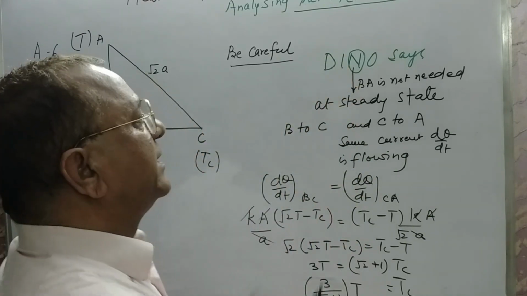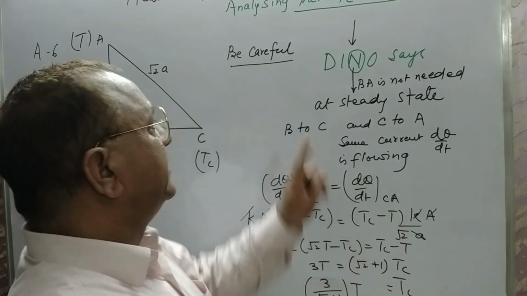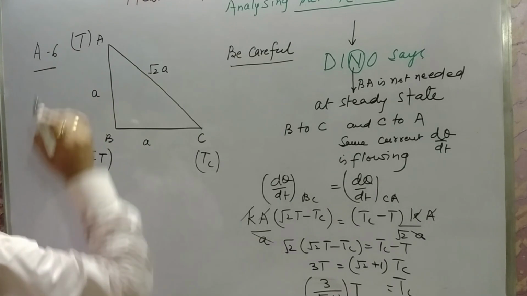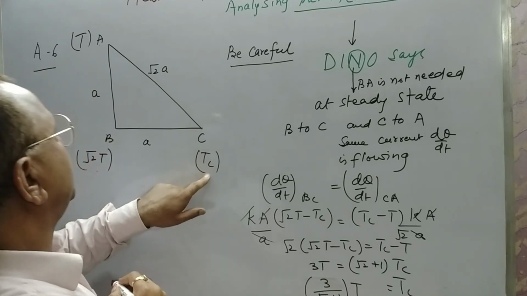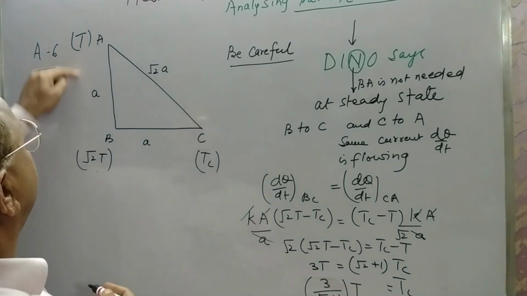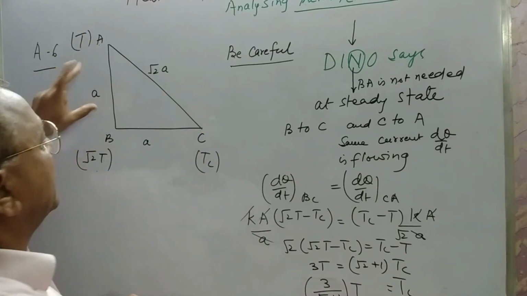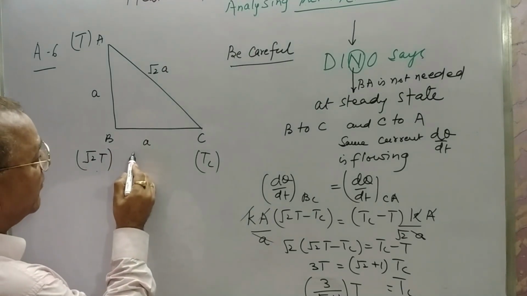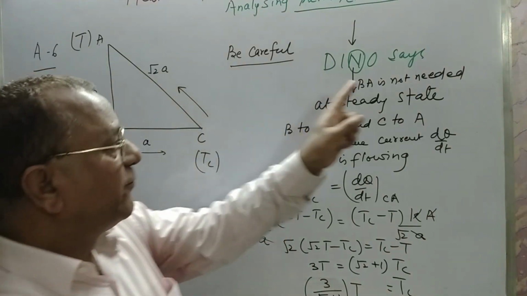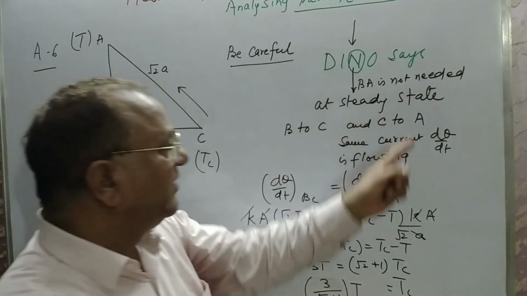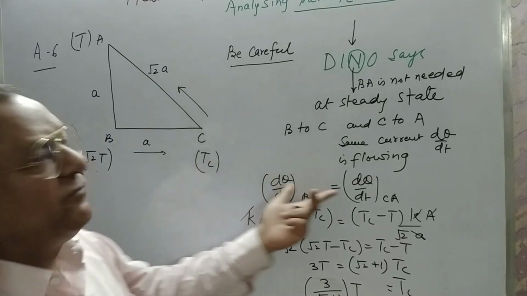Now, a very important concept: there is some data, there are certain facts which are not relevant. In this case, this is at temperature root 2 T, A is at T, this is Tc. Now, you might be tempted to say that this current or this voltage is equal to this voltage. The problem is this is not relevant. What you have to say is that the current flowing from B to C should be the same as the current flowing from C to A. Therefore, BA is not needed, not relevant. At steady state, from B to C and C to A, the same current dQ by dt is flowing. This fact will give you the answer.